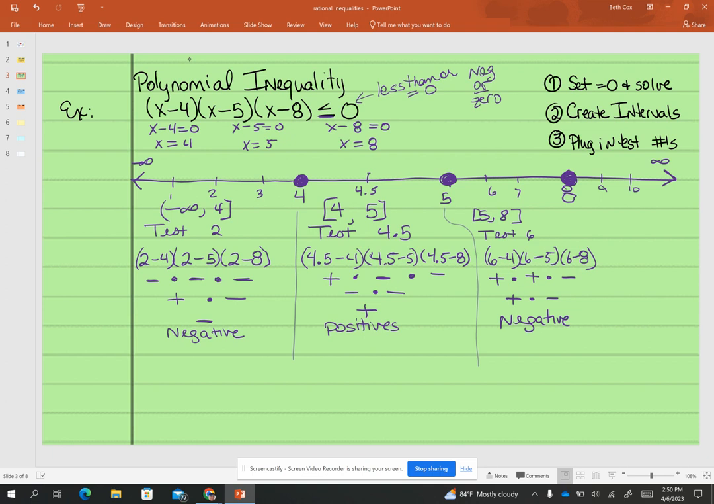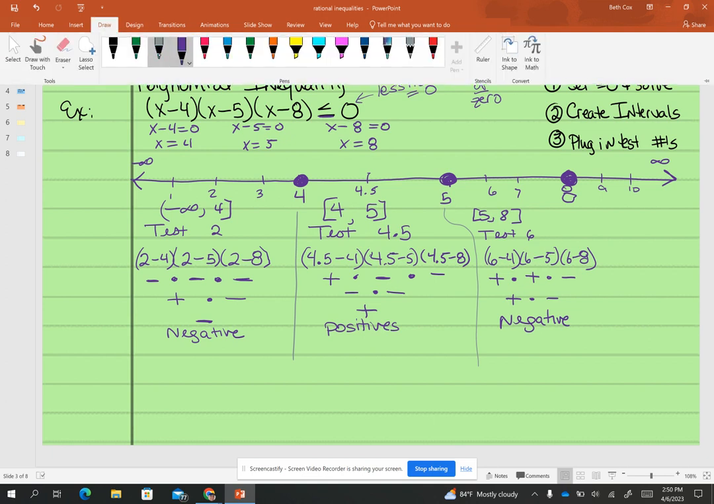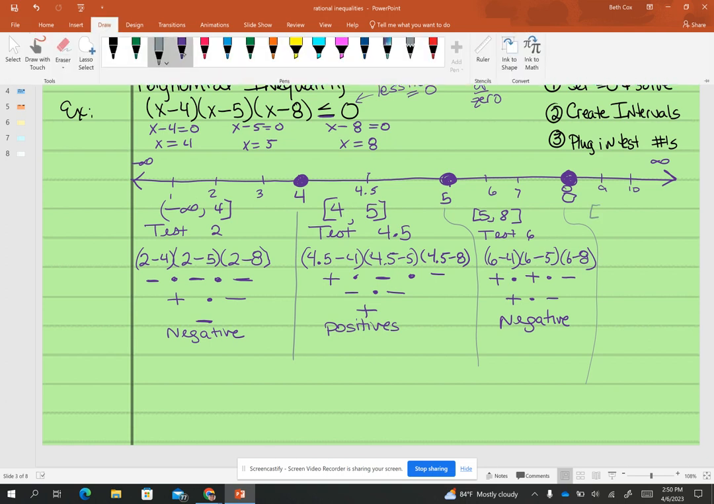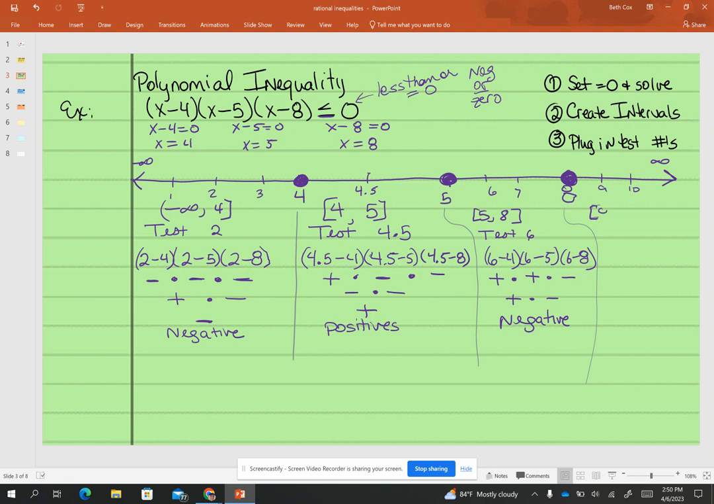The last section is going to be from 8 to positive infinity. I'm going to test 9. So we're going to do 9 minus 4, that's positive. 9 minus 5, that's positive. And 9 minus 8, that's also positive. Positive times positive times positive.